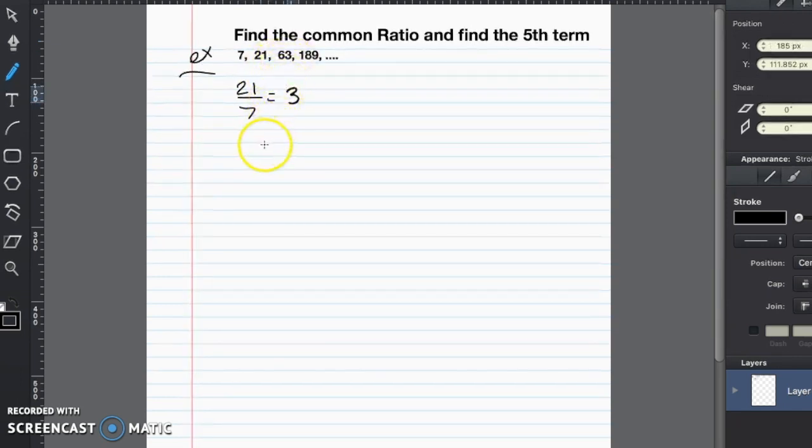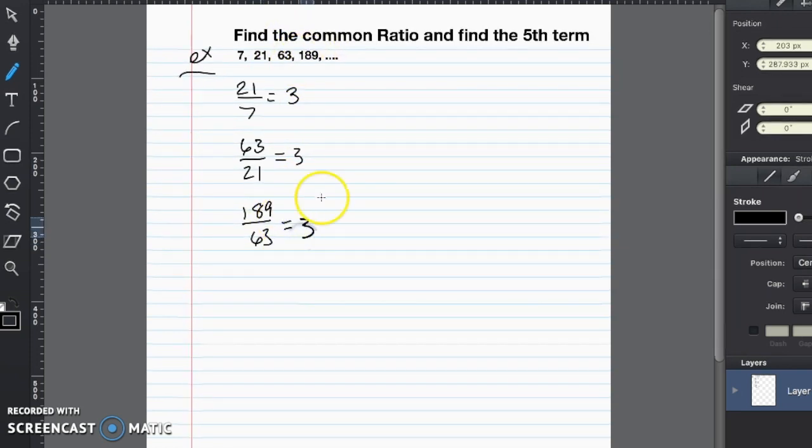Right, and I could do it again. Say maybe I don't believe what I'm seeing, and I want to check just to make sure. It's good. Mathematicians always want proof. So I'll have 63 over 21, and again I get 3, and I can do it one more time. 189 over 63. So I'm taking one term and the term before it and dividing the two, and again I get 3.